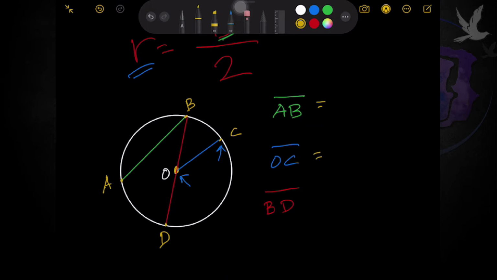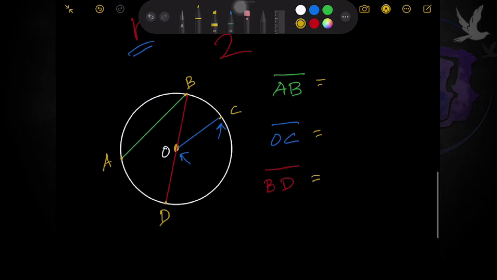So, i-identify natin. Line OC touches the midpoint all the way to any point of the circle. So line OC is a radius. Line BD touches any point of the circle to another point of the circle while passing through or touching the midpoint. Therefore, line BD is a diameter.